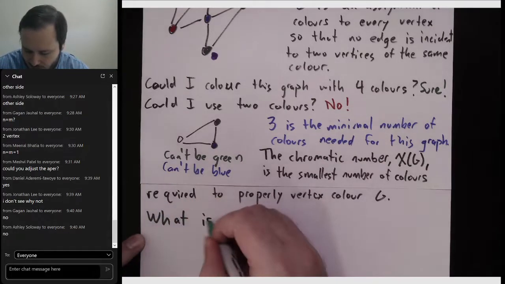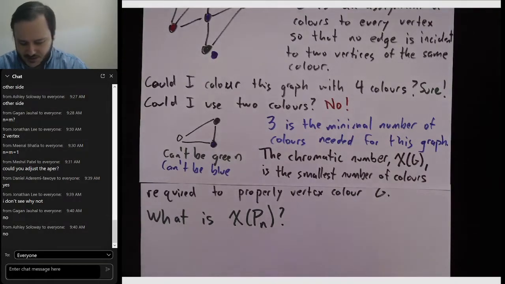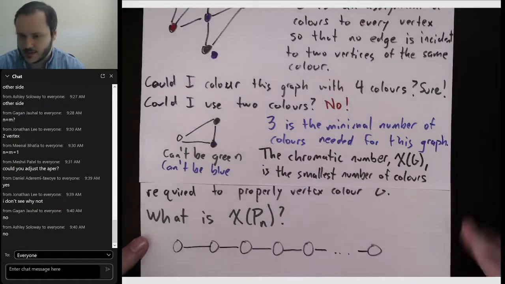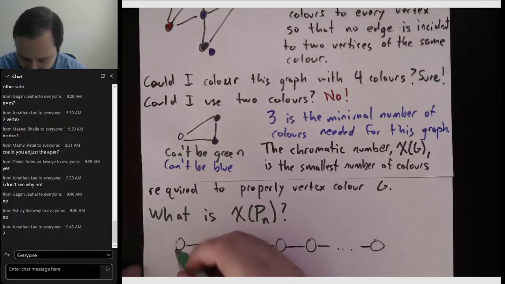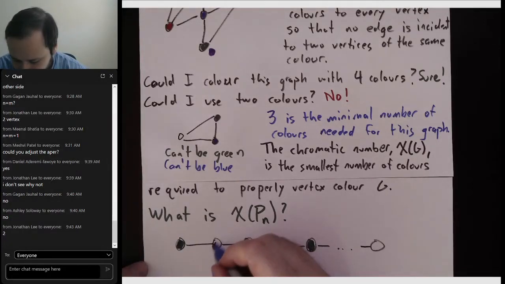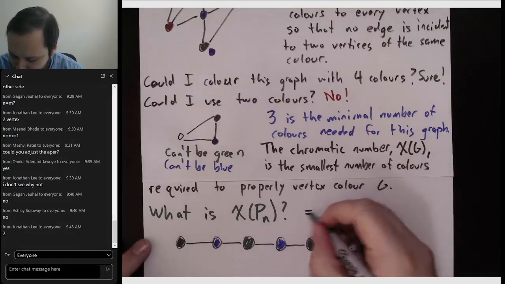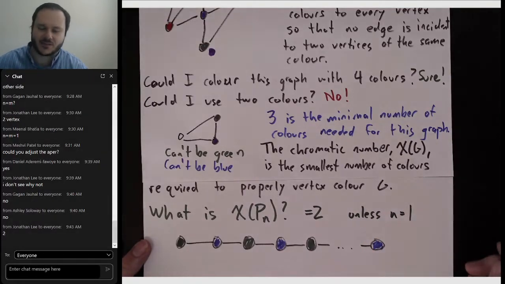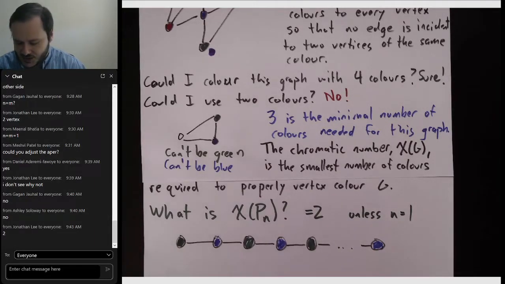So what is the chromatic number of the path graph on n vertices? If I draw a nice little path, how many colors do I need? Yeah, good. And I can just alternate. Blue, green, blue, green, blue, green, and I'll be fine. So my chromatic number here is equal to 2. Weird counterexample, unless n is equal to 1. If I have the path graph with just one vertex, all right, you got me. That's a silly example. Then I only need one color. But as long as I have two vertices, then I need two colors.